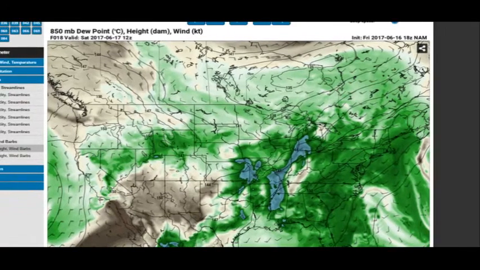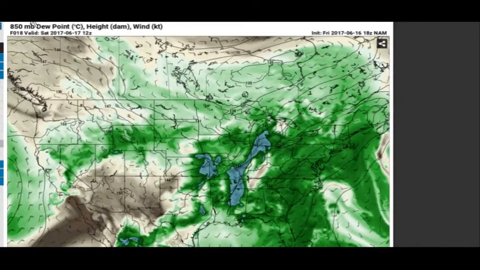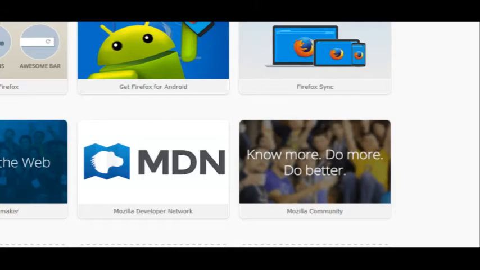850 millibar flow. This is the NAM. This is showing the moisture depth. This is a chart that I really like. It's very rare, hard to find. Most of what you find on the upper level charts is relative humidity, and for convective forecasting, I don't like that at all. I like dew point or mixing ratio. And I think UCAR has mixing ratio charts. Let me see if I can find that for you.